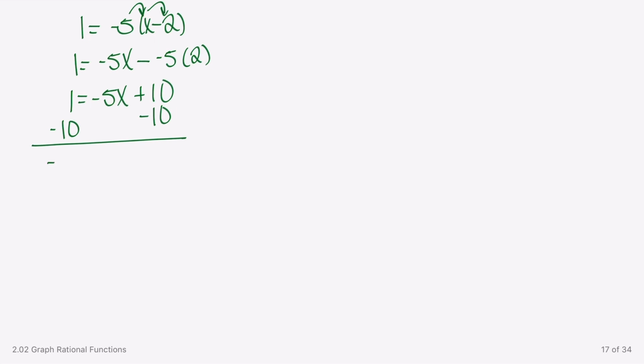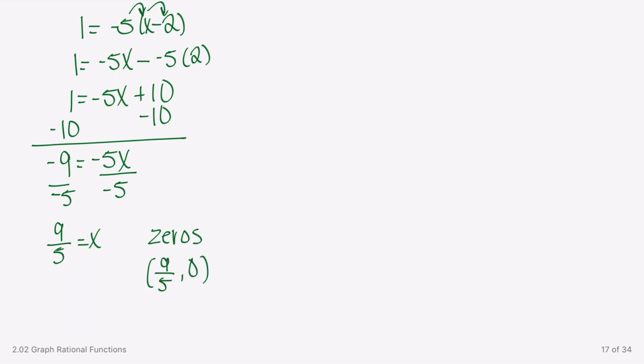When I do that, I get negative 9 equals negative 5x. Then I divide both sides by negative 5, and that gives me 9 over 5 equals x. So 9 over 5 equals x. Remember, the zeros will also tell you the x-intercepts. So that means that this graph is going to have an x-intercept at 9 over 5, comma 0.